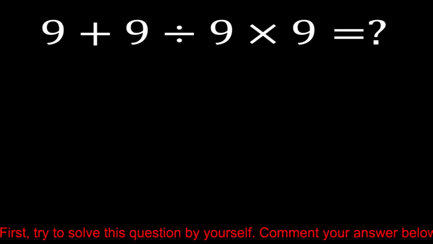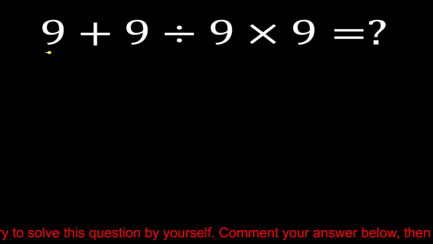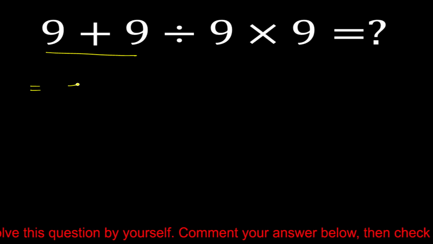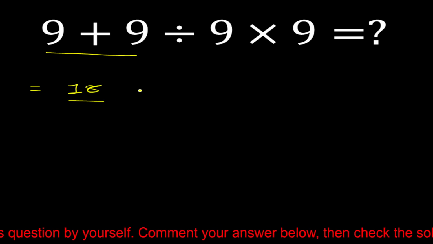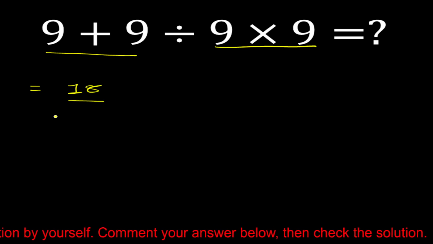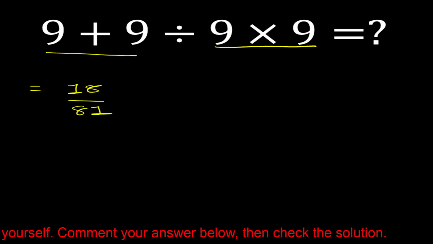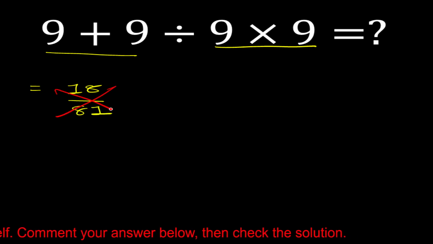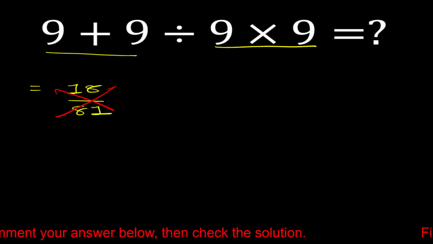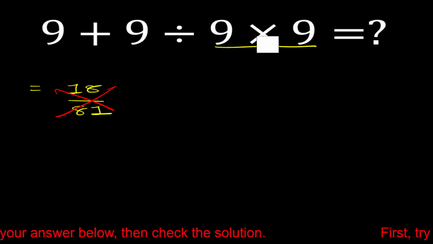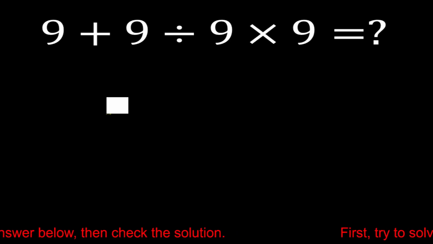Most people solve this question like 9 plus 9 is equal to 18, then divide by 9, multiply by 9, which is equal to 81. But this answer is not correct. This answer is completely wrong. So now let's solve this problem correctly by using the PEMDAS rule.